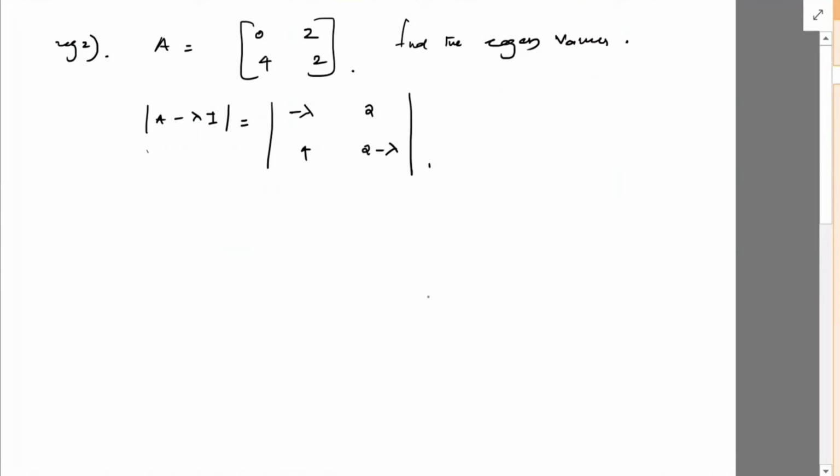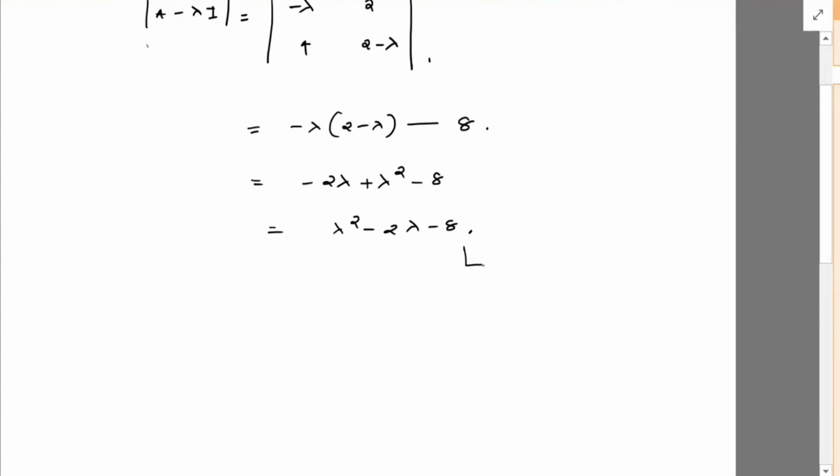So what will be the determinant? The determinant will be minus lambda into 2 minus lambda, minus 8. Which will be equal to minus 2 lambda plus lambda square minus 8, or we can write it as lambda square minus 2 lambda minus 8. So that will be the characteristic polynomial of the given matrix.